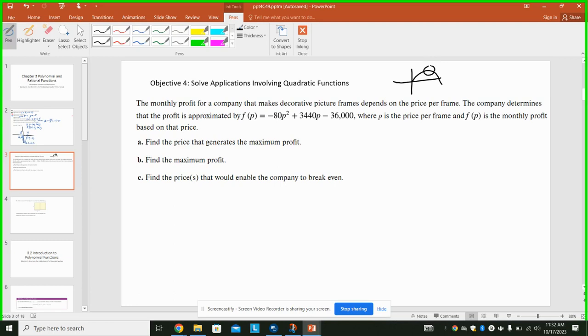Very good. It is exactly that. And how did I determine what the vertex is? We did. And how did I calculate my x? Very good.